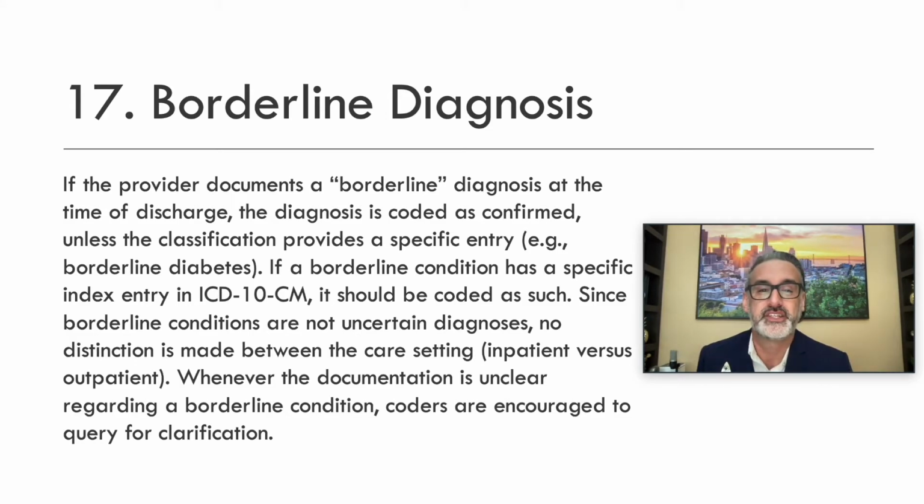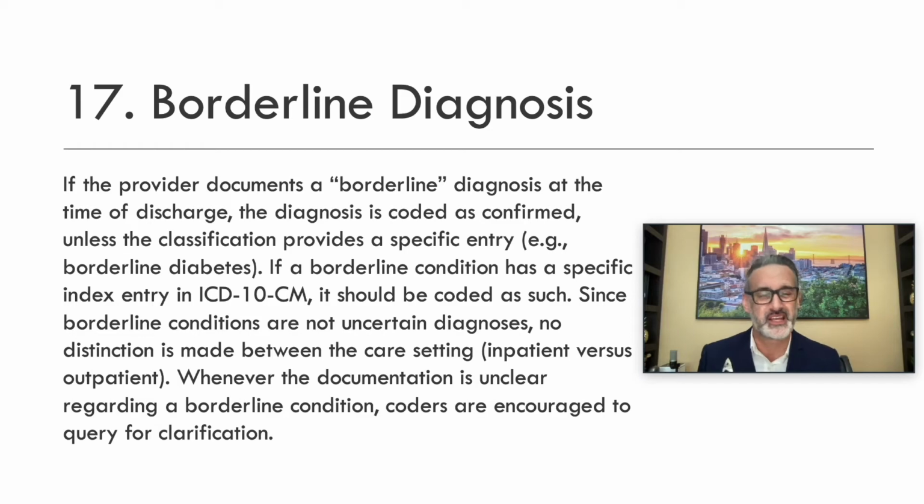Because if the borderline condition has a specific index entry in the ICD-10-CM, then it should be coded as a borderline diagnosis. Borderline diagnoses are technically uncertain, and there's no distinct clarification between the inpatient side, like in the hospital, or the outpatient side. But when the documentation is unclear regarding a borderline condition, then again, we're always supposed to query the provider if we're not 100% sure that it is a borderline diagnosis.